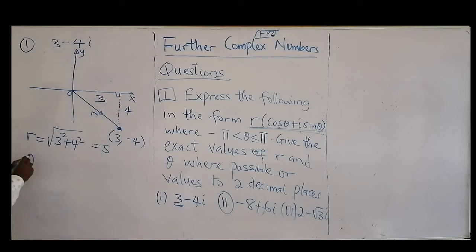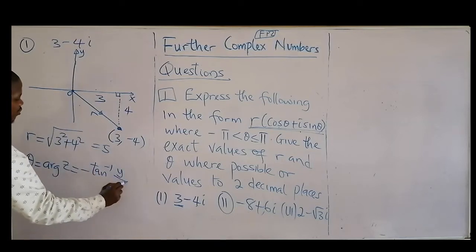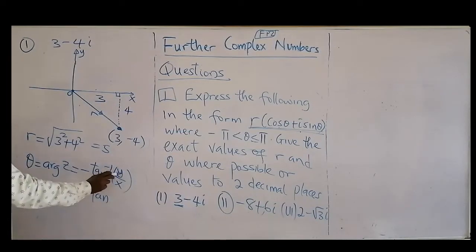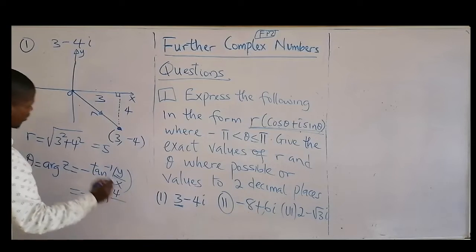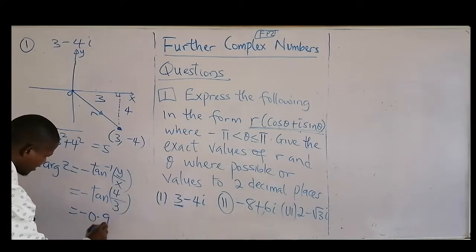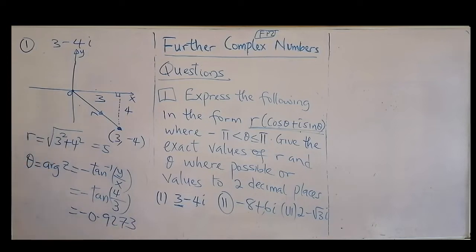The next thing to do is to find the theta, which we call the arg z. When you're in the third quadrant, it's going to be minus arctan of y over x. And this is equal to minus arctan of 4 over 3. So that gives us minus 0.9273 radian.